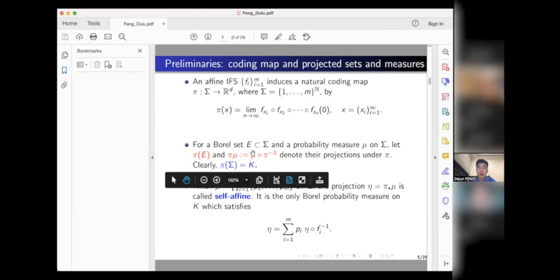It's well known that the projection of the whole symbolic space equals the attractor of the IFS. When mu is a Bernoulli product measure on the symbolic space generated by a weight p1, p2 to pm, then the projection is called self-affine. It's the only Borel measure on K which satisfies the relation eta equals the sum of p_i times eta composed with f_i inverse.